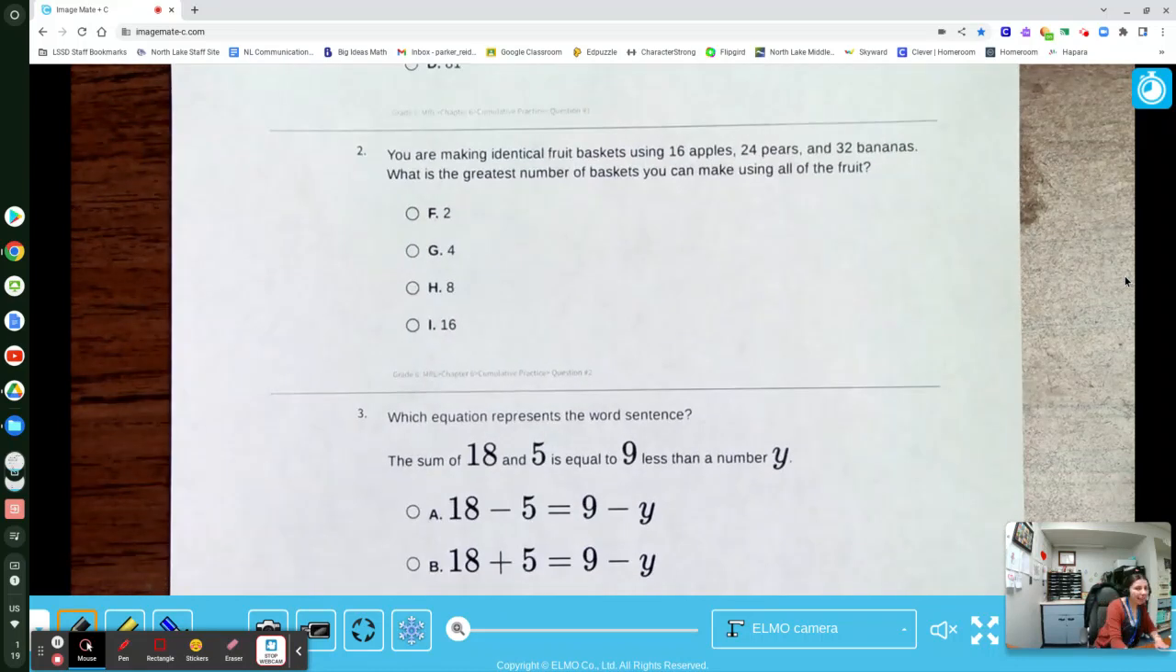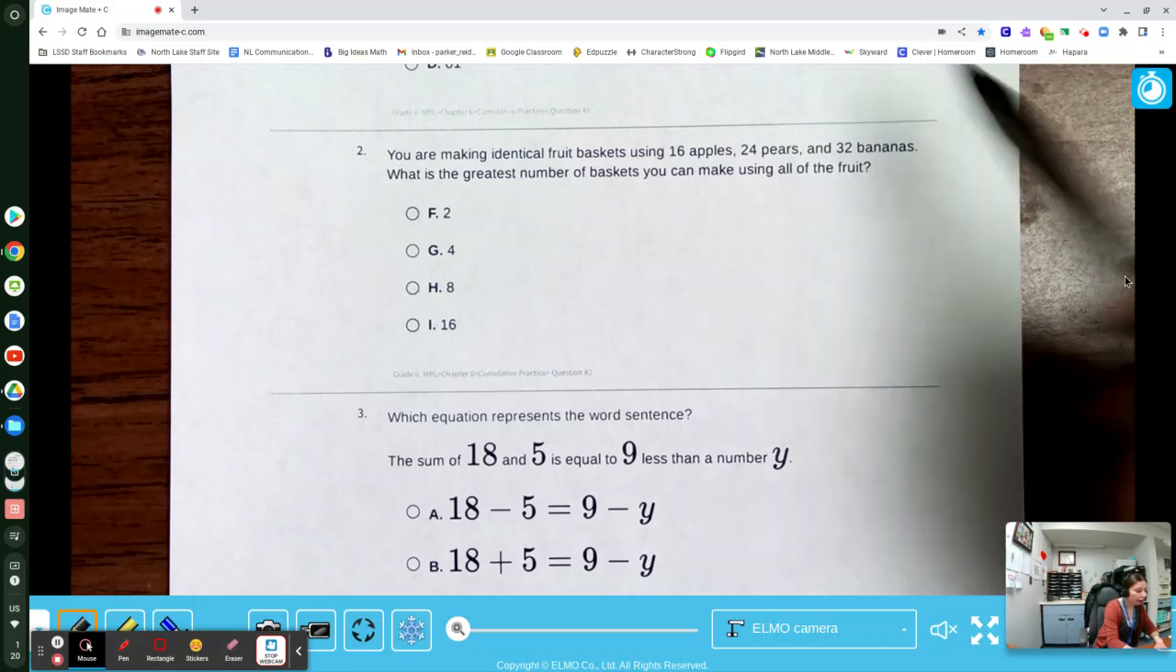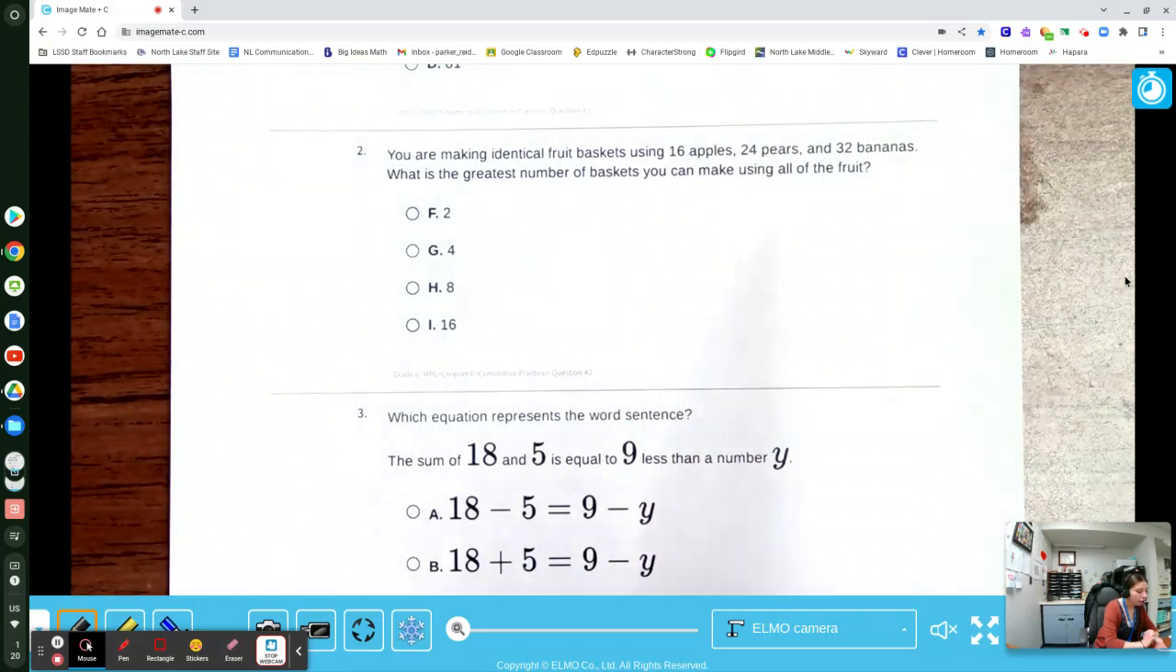Number 2, you are making identical fruit baskets using 16 apples, 24 pears, and 32 bananas. What is the greatest number of baskets you can make using all of the fruit? So this is just a different way to find the GCF. They're asking for the greatest common factor, the largest number that fits evenly into each of these.